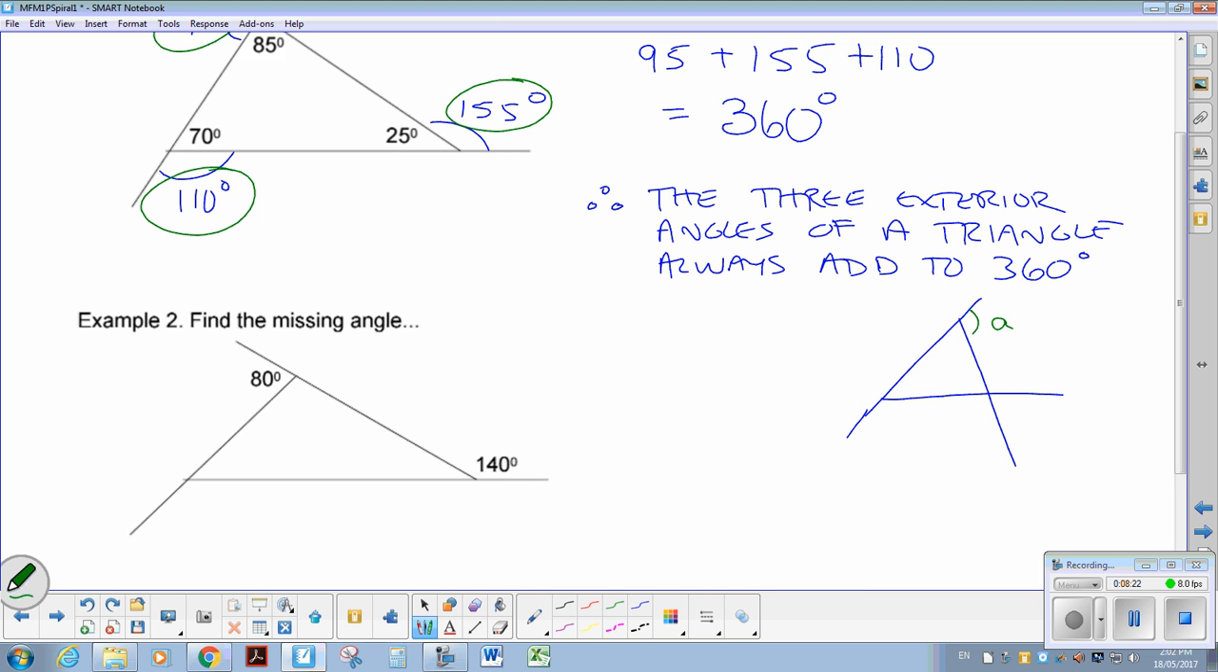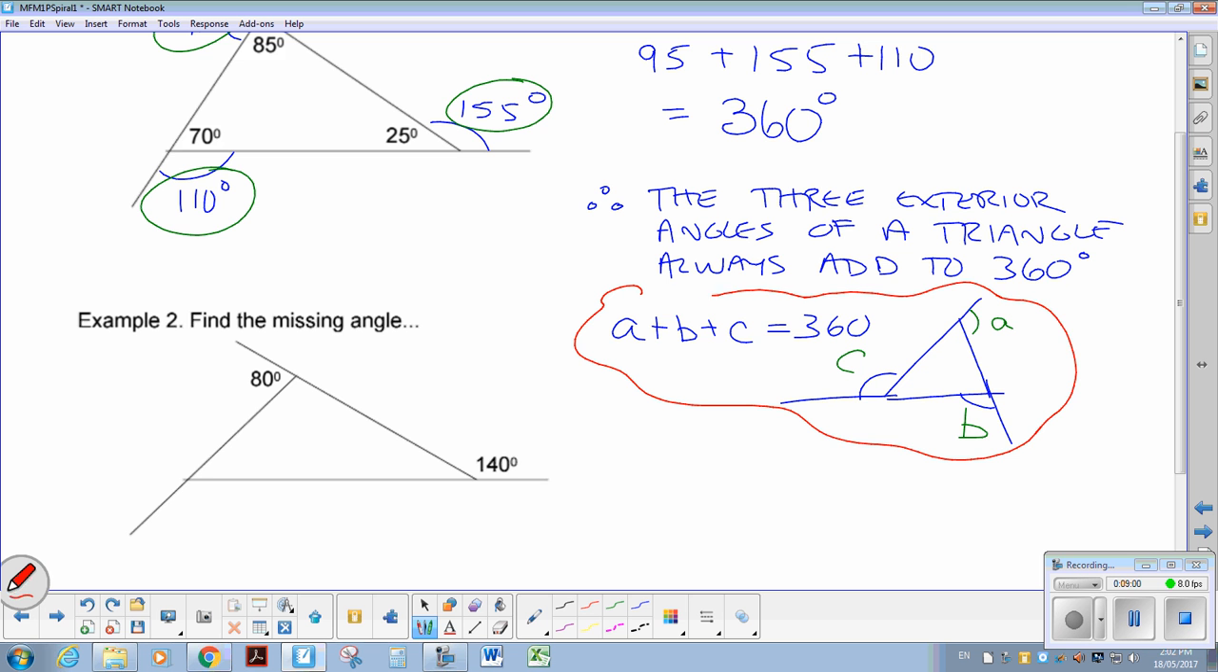So if we have A, and make sure I draw that properly. So this one should be extended. B, and I extended the wrong line. That angle there, C, so there we go. Draw that properly. We know that A plus B plus C is going to equal, sorry, 360 degrees. All right, so that's for that picture right there.